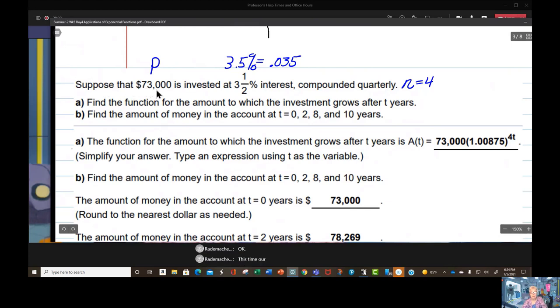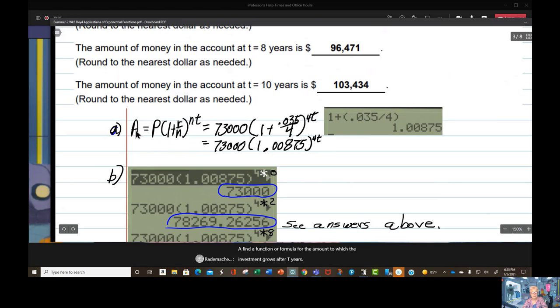This time our principal is 73,000. We invest at 3.5% interest. Divide 3.5 by 100, you get 0.035. We're still compounding quarterly, so N is 4. A, find a function or a formula for the amount to which the investment grows after T years. Here's the general formula. Here's our specific formula with the numbers put in for the letters. They're not really variables, they stand for numbers. T is the only real variable. It's acting like X.